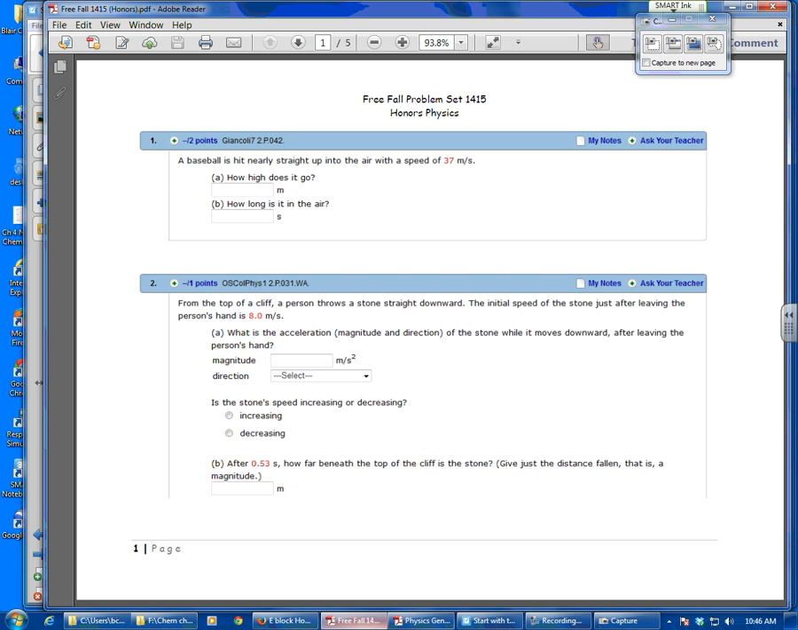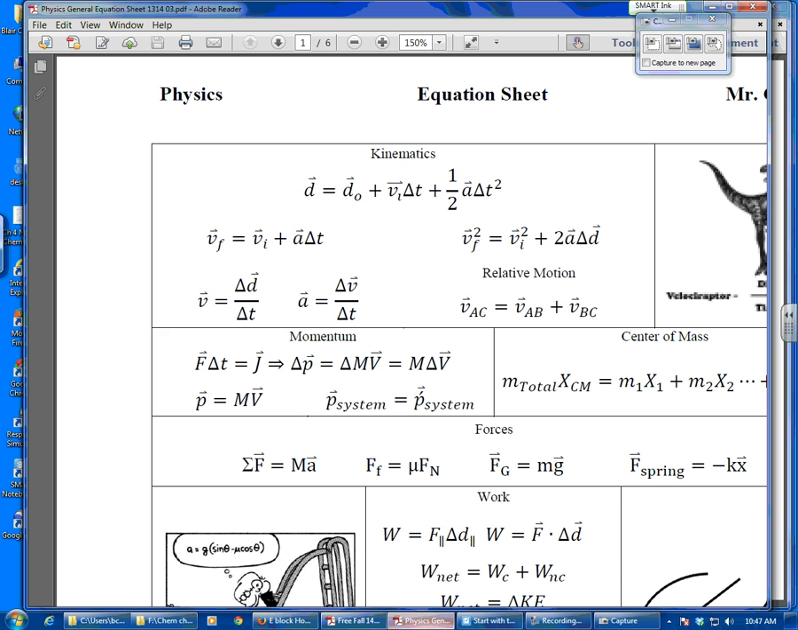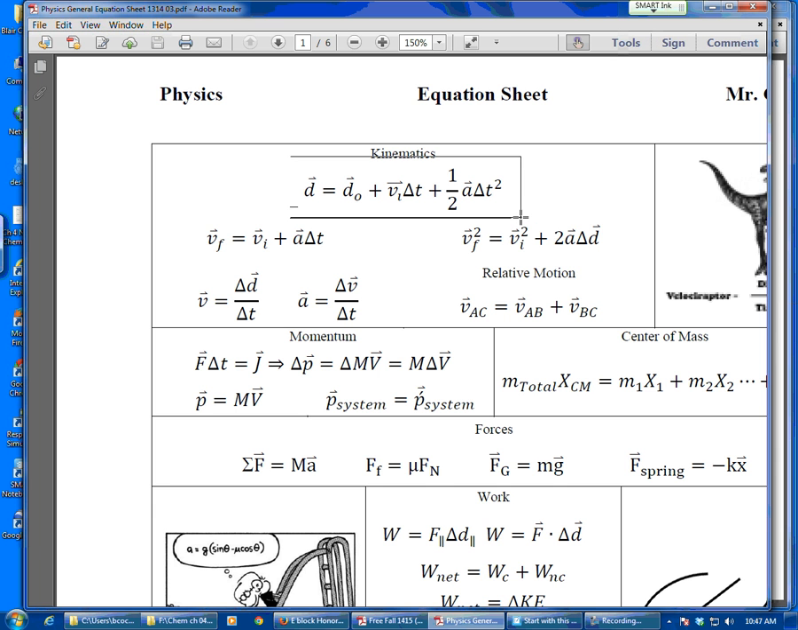And we know it's accelerating. And we know they want to know where it is after 0.53 seconds. So do we have an equation that talks about where you are? If you start someplace, you're moving and you're accelerating for some time. The first one. Yep. This first one talks about all of those fun things.